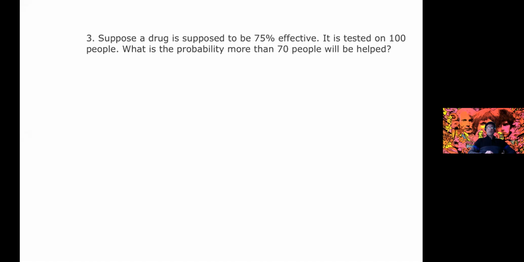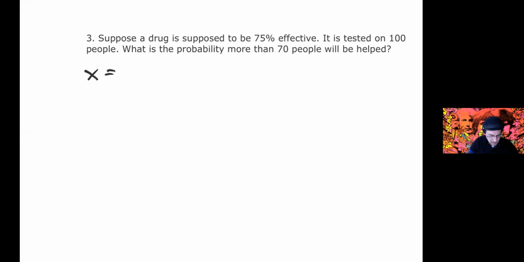So suppose a drug is supposed to be 75% effective. It is tested on 100 people. What's the probability that more than 70 people will be helped? Okay, so here's the solution, and we're going to use the normal approximation to the binomial distribution.